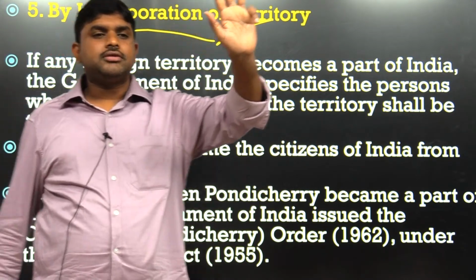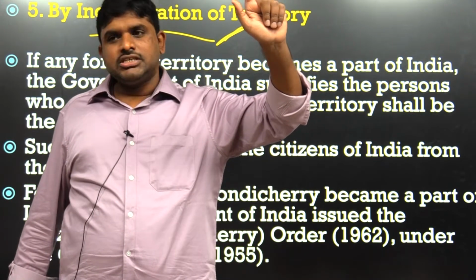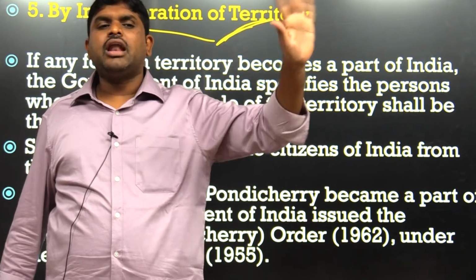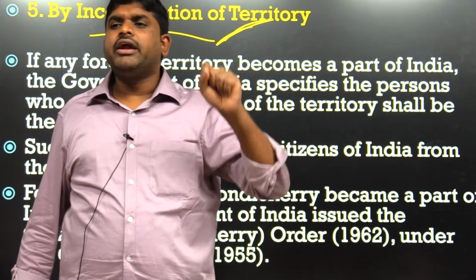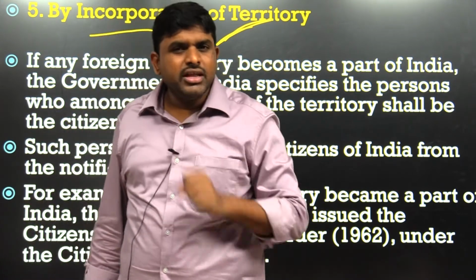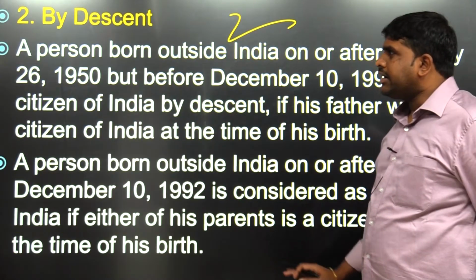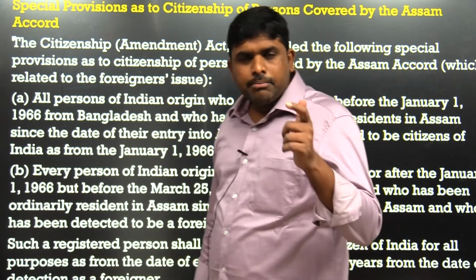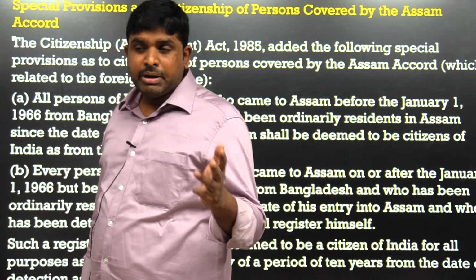Five: by birth, by descent, by registration, which is by naturalization. Fourth, central government special permission, like this. Fifth, by incorporating the territory or by acquiring the territory. Remember only the headings, not in detail. Remember the headings: by birth, by descent, by naturalization, by central special permission.